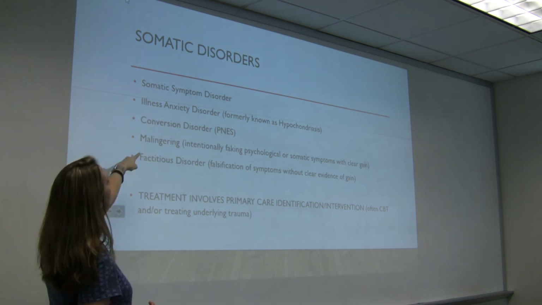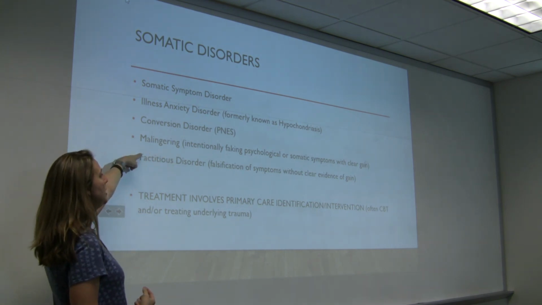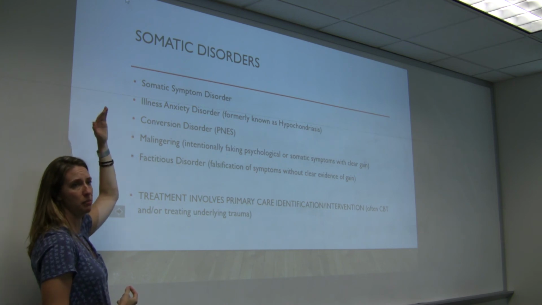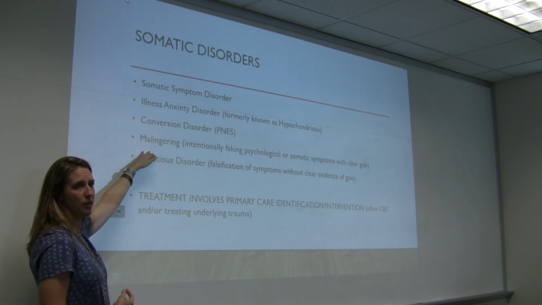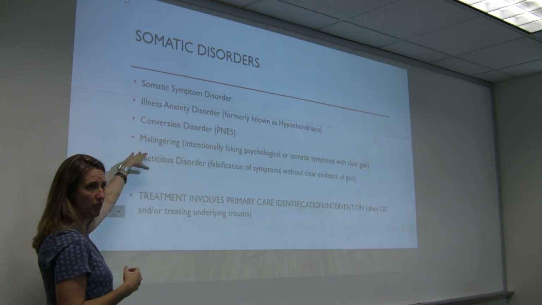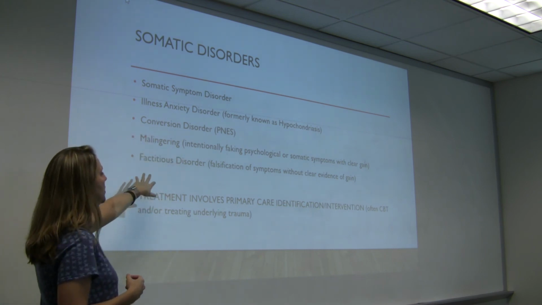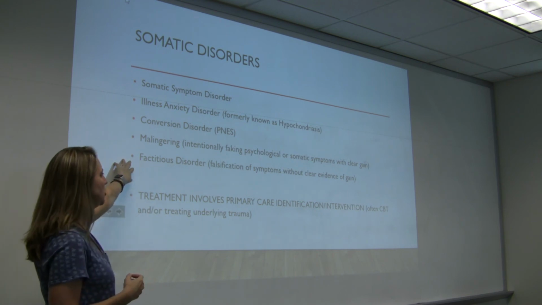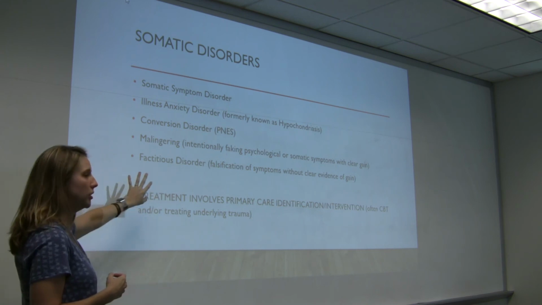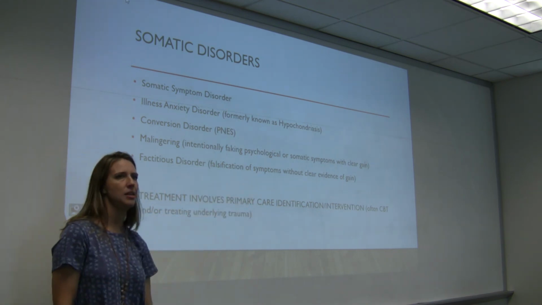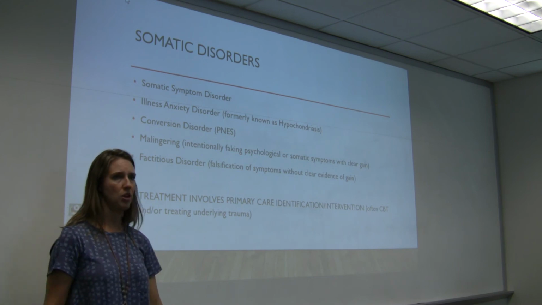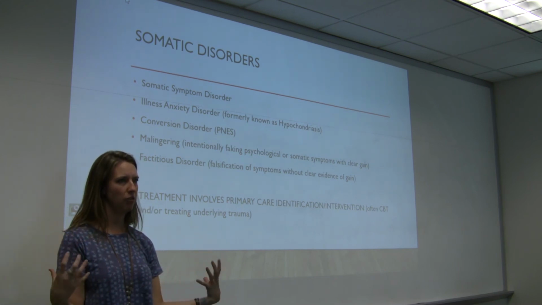It's very different from malingering, which is intentionally faking things for a clear gain, right? So if I'm going to try to claim disability and stop working because I have PTSD and I don't actually have PTSD, that's malingering, right? And that's different still from factitious disorder, which is falsification of symptoms without a clear evidence of gain, right? Maybe the gain is being in the sick role. Maybe the gain is the attention I get from whatever. That's faking without a very clear gain.